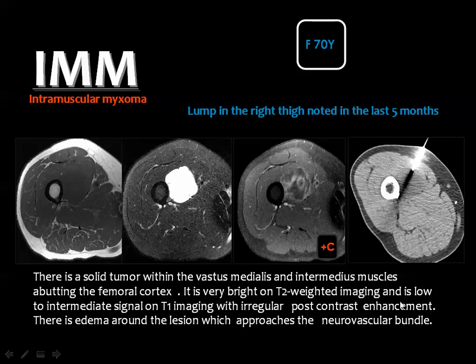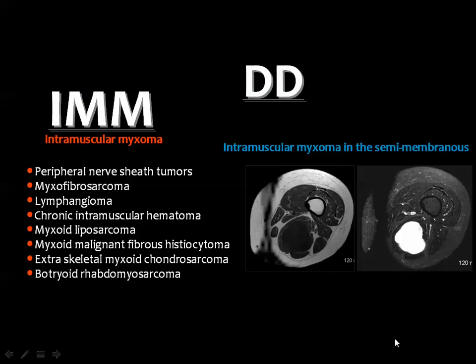And this is an example of intramuscular myxoma, which may simulate any of the previously mentioned sarcomas during the whole course of these soft tissue masses. You can see a low signal intensity in the T1, bright signal in the T2, heterogeneous post-contrast enhancement, and of course, biopsy is the definitive procedure to reach the final diagnosis, which was an intramuscular myxoma. The differential diagnosis of this myxoma will include peripheral nerve sheath tumors like schwannoma and neurofibroma, myxofibrosarcoma, lymphangioma, and chronic intramuscular hematoma.